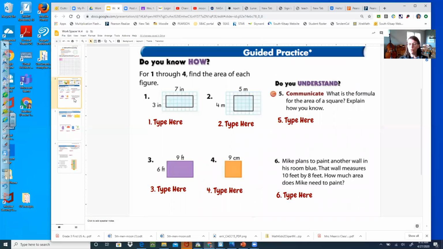Number 1 through 4. So remember, I think this falls on a Monday. All you need to do is watch part of the video, do the interactive practice, do the CCR, and do the guided practice or any interactive learning. You don't have to do the entire lesson in one day. If you choose to, that's your choice or your family's choice, but you only have to do a half-hour math a day. So number 1 through 4, find the area of each figure.